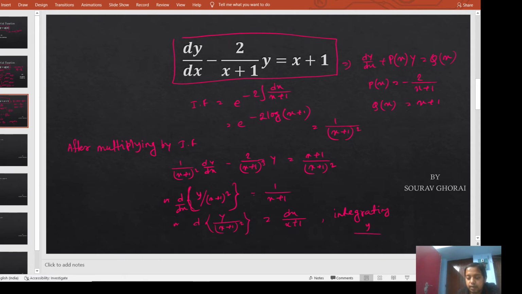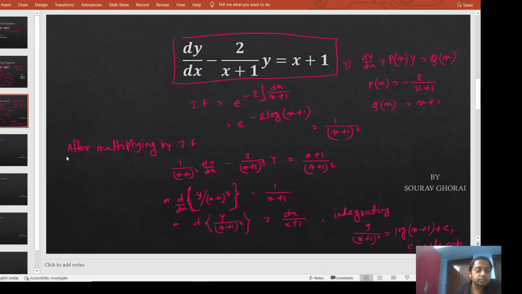y by (x+1)² is equal to log of (x+1) plus c, where c is the arbitrary constant. So by this we can solve a linear differential equation. Let us solve another two problems.